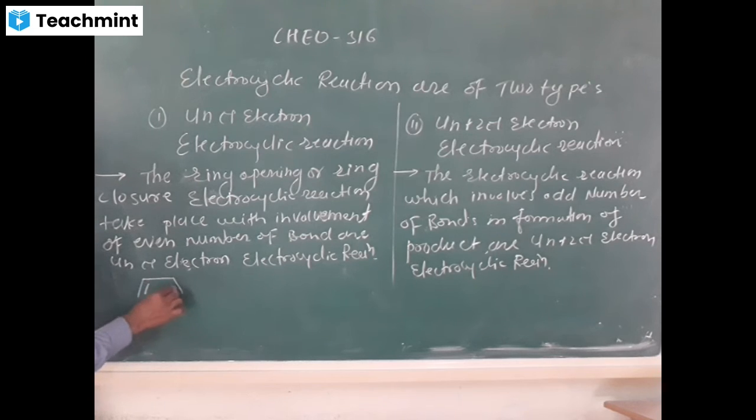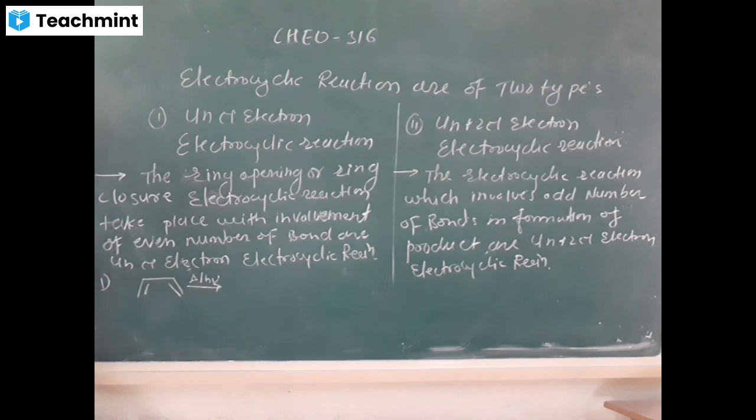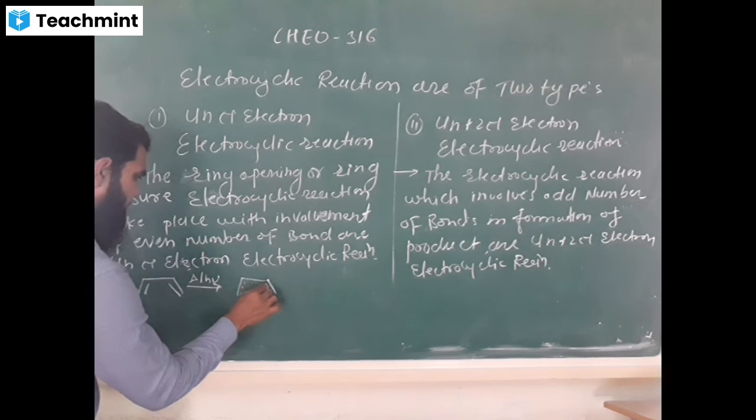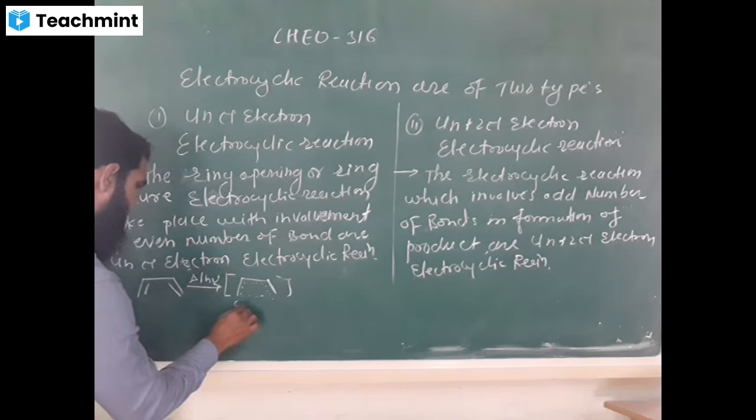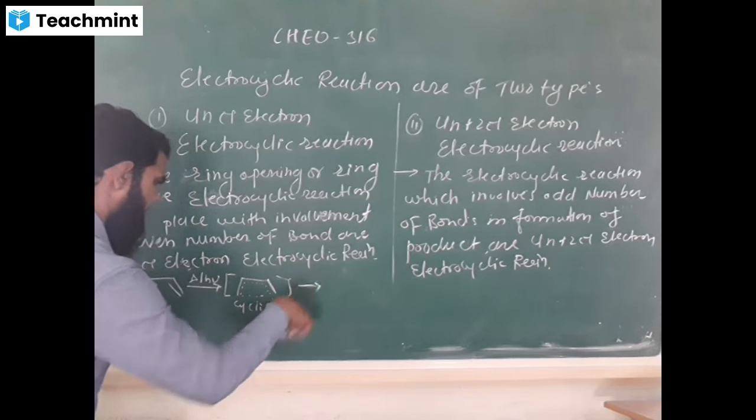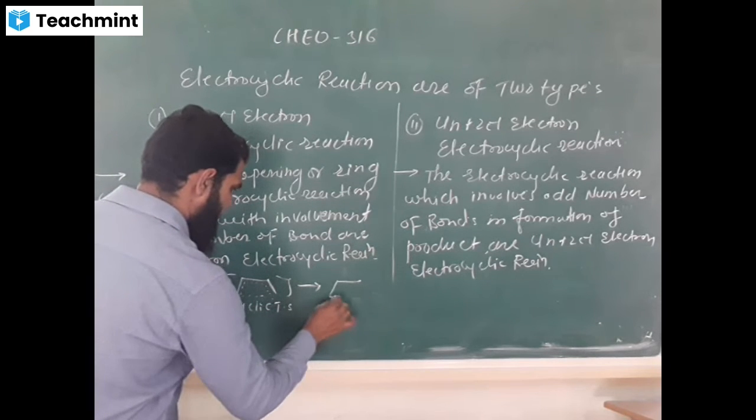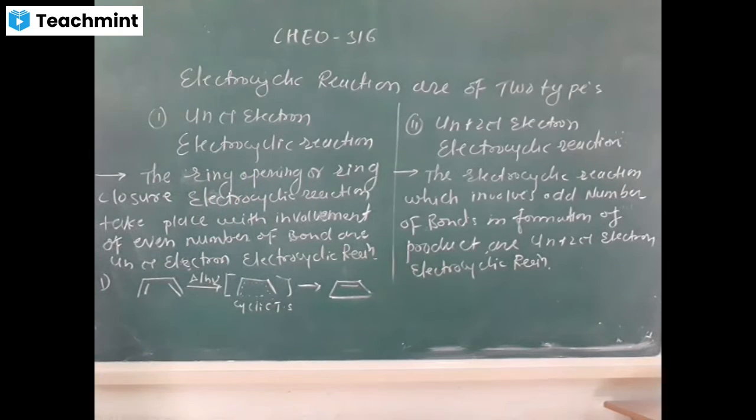This is the first example. This molecule, when heated or when we supply light radiation to it, we know the electrocyclic reaction takes place under thermal condition and photochemical condition. So here we will get a cyclic TS, cyclic transition state, and then it will get converted into product. So what is the product? Product is this one, cyclic product. So we can say this is an electrocyclic ring closure reaction.